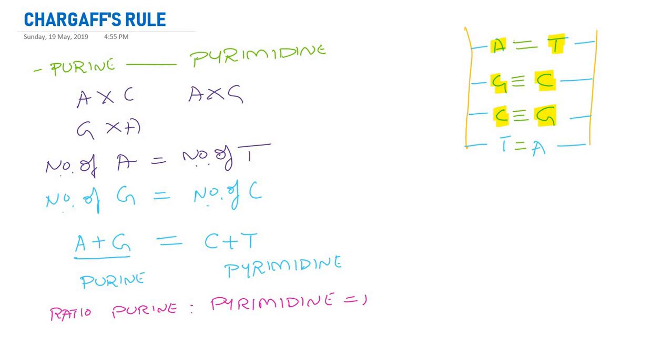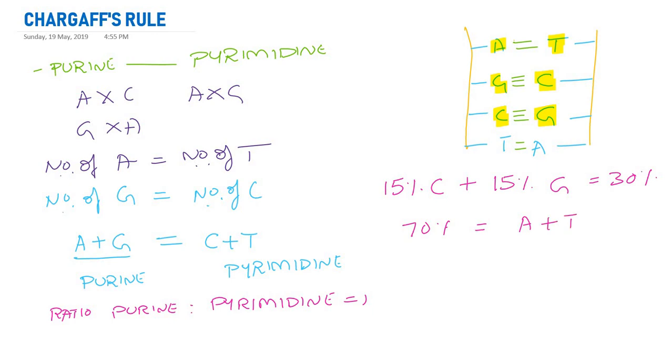Suppose in any given DNA, the percentage of cytosine is 15%. Then we can calculate the percentage of all the bases. We know that C should be equal to G, so there should be 15% of G also. Now 15% C and 15% G make 30%, so the remaining 70% should be A plus T.